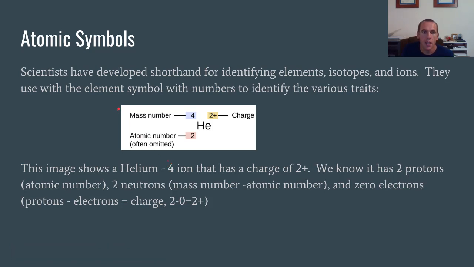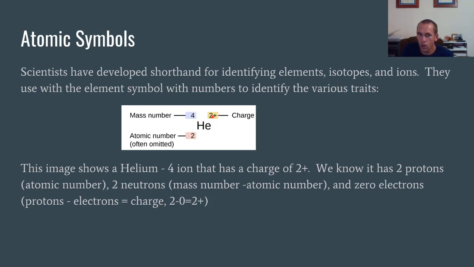Look at that in a minute. To shorten this up, instead of writing everything out, scientists use the shorthand where we use the chemical symbol. Now remember, a symbol is 1 or 2 letters. If it's 2 letters, the second one is lowercase, 1 letter it's uppercase. With mass number, charge if it has it.